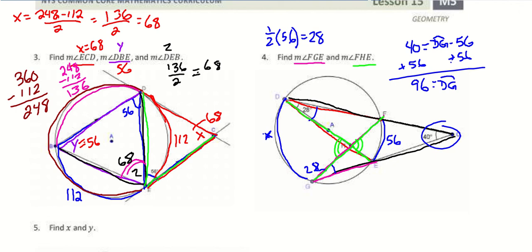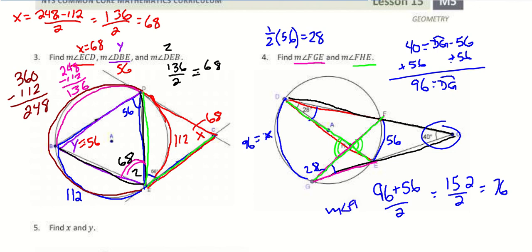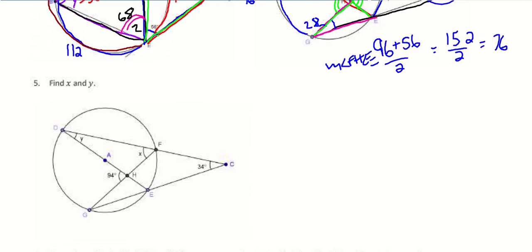And so now that we have 96, I can do the average. So angle FHE is equal to 96 plus 56, and then divided by 2. So that's 152 divided by 2, which is 76 degrees. And so that's the measure of angle FHE. All right, and there's our two angles. Okay, head down to number 5.